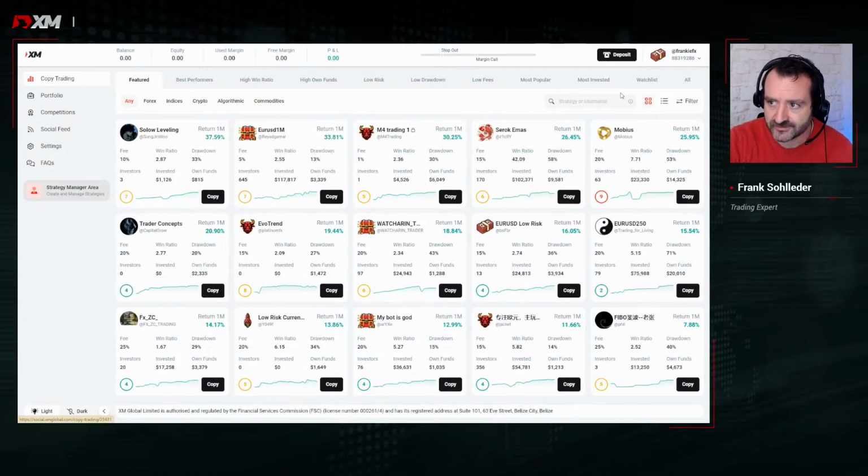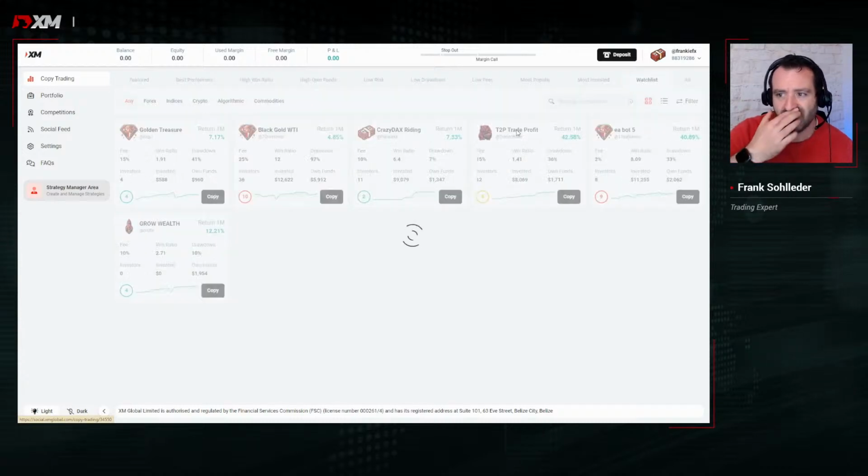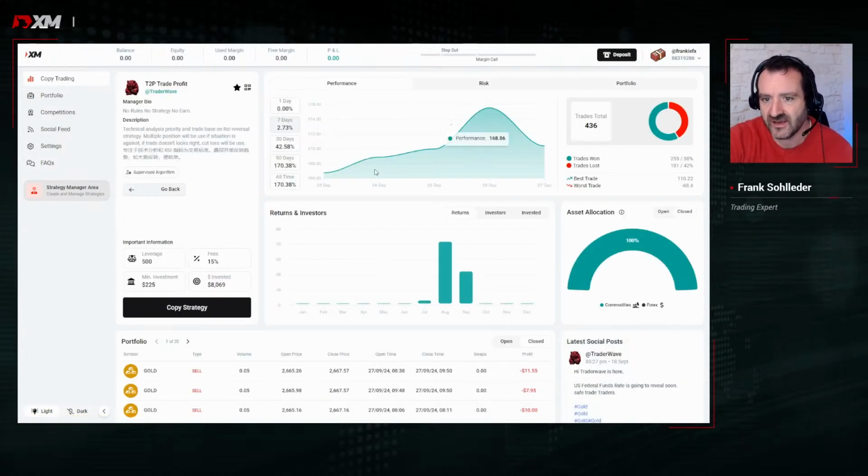Let's check our watch list, what we put here last week. We put in the Golden Treasure, the Black Gold TI, the Grow Wells, Crazy Ducks, T2P Trade Profit. That looks good, honestly speaking, that looks really good. 15%, but the equity I like. The equity I like pretty much. Maybe this will be the one, but we will still try to find something else.